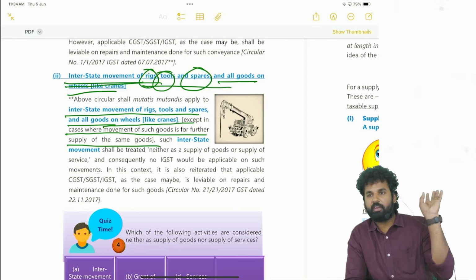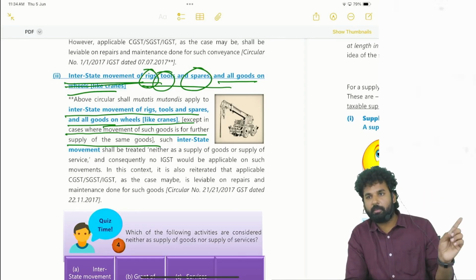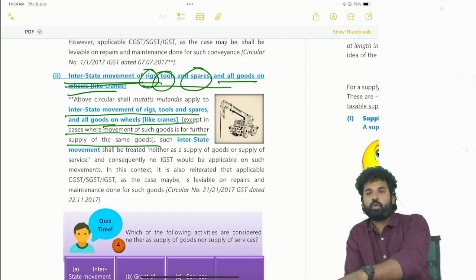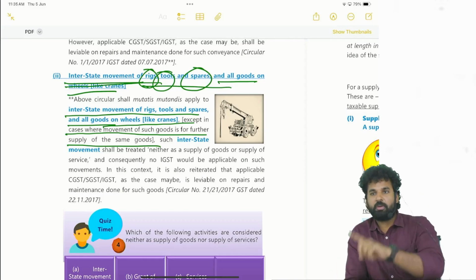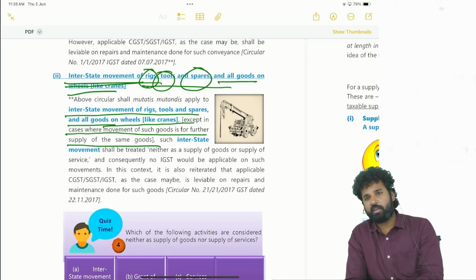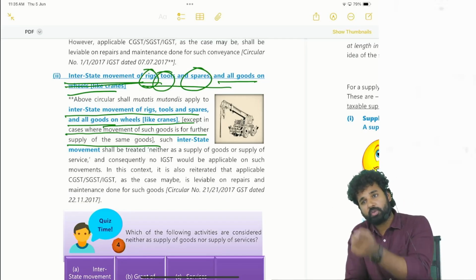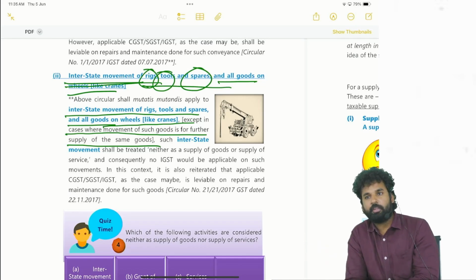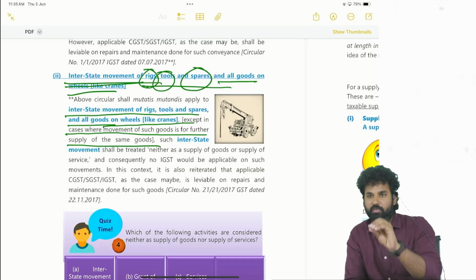He has a manufacturing unit in some place, and a retail showroom in some other place. He is transferring the cars in a container to that place. Why is he transferring such cars? Because from that showroom he wants to sell the cars. Then it is a stock transfer. That will not come under this circular. If it is for further sale of the same conveyance, that means cars, the car will come under the definition of conveyance.